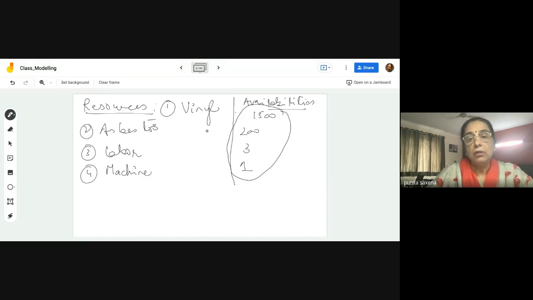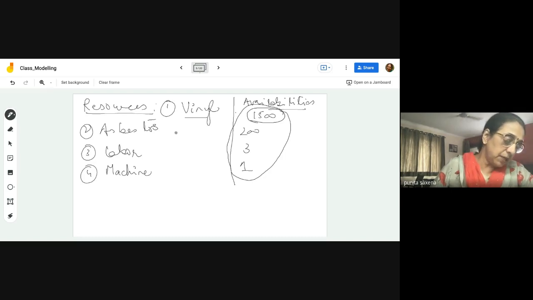Now, we are talking of three products which need all these four things. Look at the first resource, vinyl. The total is available only for these many pounds. But all three products require different amounts of these particular raw materials or resources, so that must be given somewhere here.